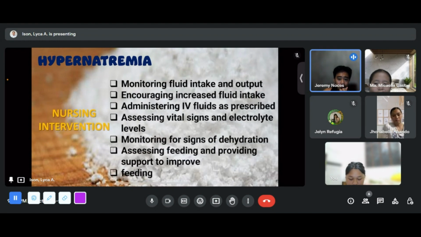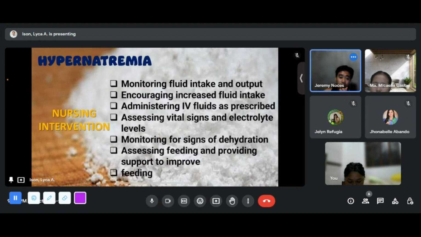So these are the nursing interventions. Monitor fluid intake and output. Encourage increased fluid intake, administering IV fluids as prescribed. Assessing vital signs and electrolyte levels. Monitoring for signs of dehydration, assessing feeding and providing support to improve feeding. So self-explanatory naman na po. Next.